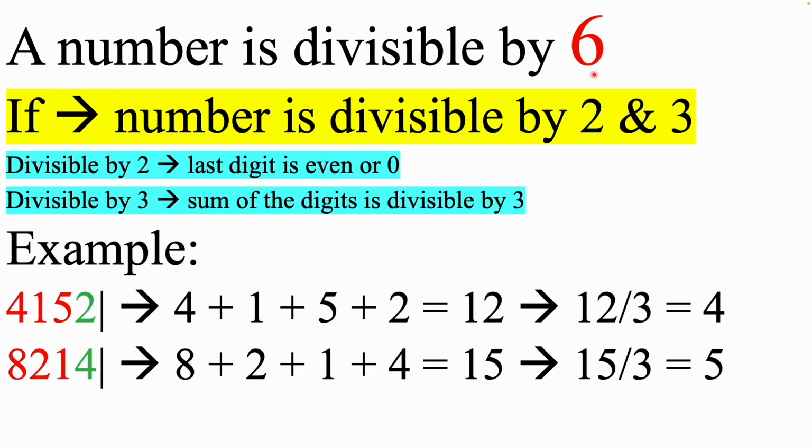A number is divisible by 6 if the number is divisible by both 2 and 3. So we've got to remember with 2, the last digit is even or 0. And for 3, you add up the digits. And if it's divisible by 3, then it's good. So for the first one, the last digit is 2, so it satisfies this condition. Now for 3, we add them up. 4 plus 1 is 5, 5 plus 5 is 10, 10 plus 2 is 12, which we could divide by 3 and get a whole number. Likewise with this number, the last digit is 4, which is even, and if you add them up, you get 15, which you could divide by 3. So both numbers are divisible by 6.